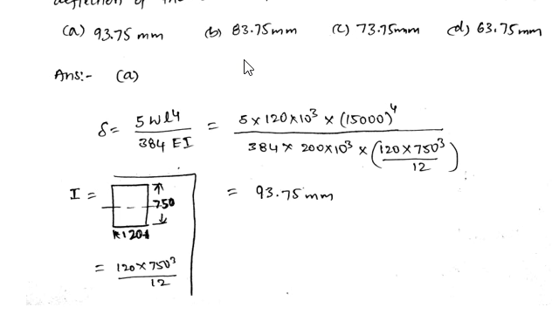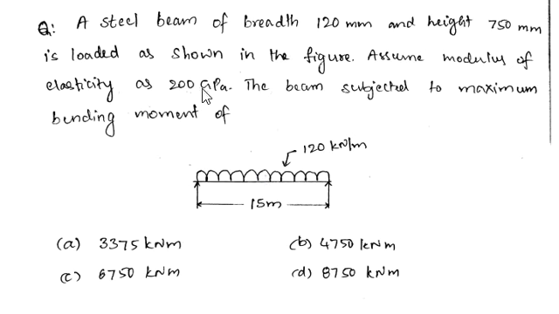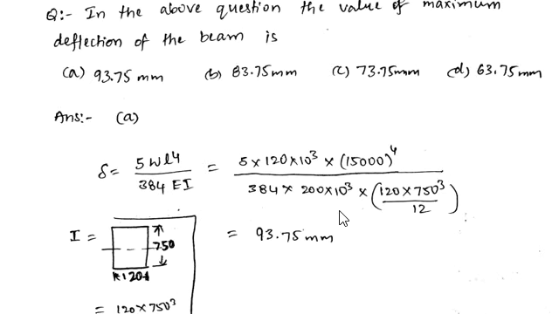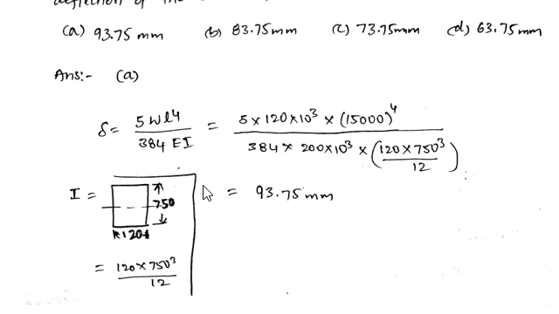So substitute the load in newtons. Why? Because we substitute E in megapascal, so to get proper units, we are substituting load in newtons. So 120 into 10 to the power of 3, kilonewtons to newtons, and length in meters, 15 meters to mm is 15,000 mm to the power of 4, over 384. E is given here, 200 gigapascal, we are substituting in megapascal. So 200 into 10 to the power of 3 megapascal, and I is moment of inertia.